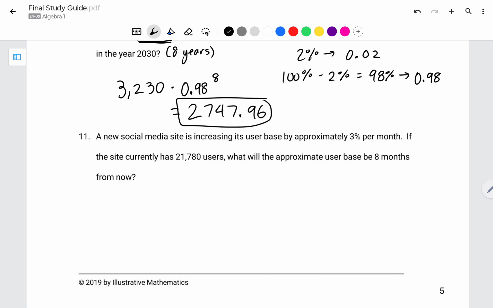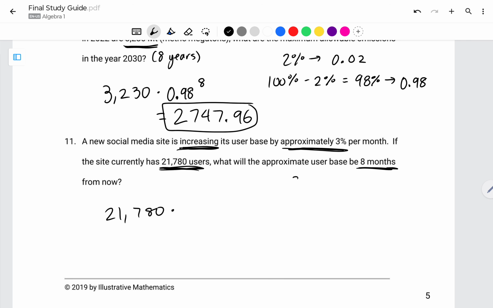A new social media site is increasing its user base by approximately 3%. If the site currently has 21,780 users, what will be the approximate user base 8 months from now? Okay, so increasing. Again, it started at 21,780. So that's my initial value. Is this a growth factor or decay factor? It says increasing, so I'm assuming it's growing by 3%. 3% is 0.03, right? So 21,780, that's 100% of our users, we want to grow by 3%.